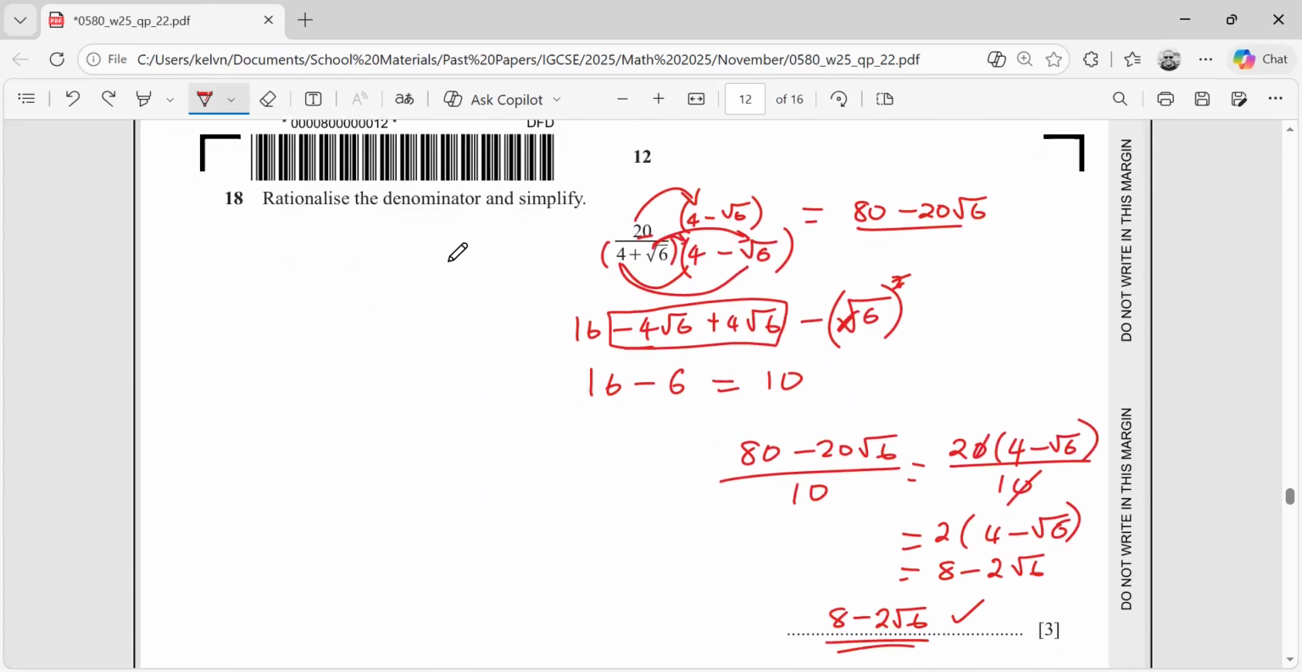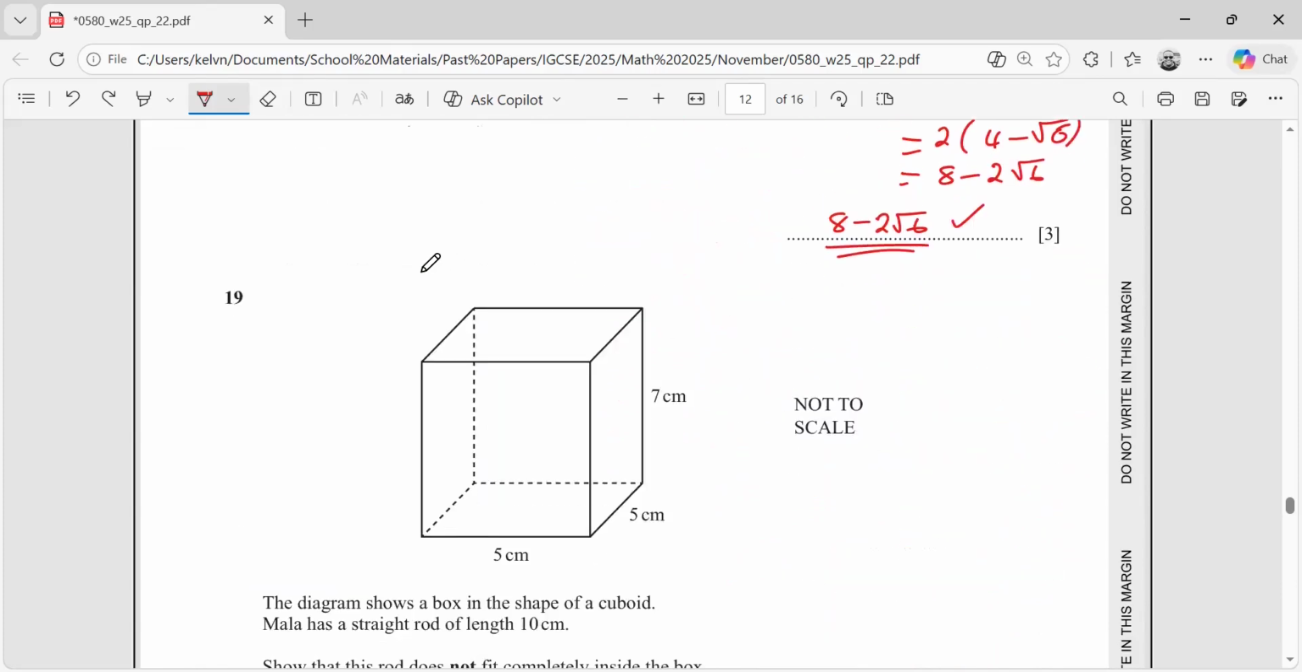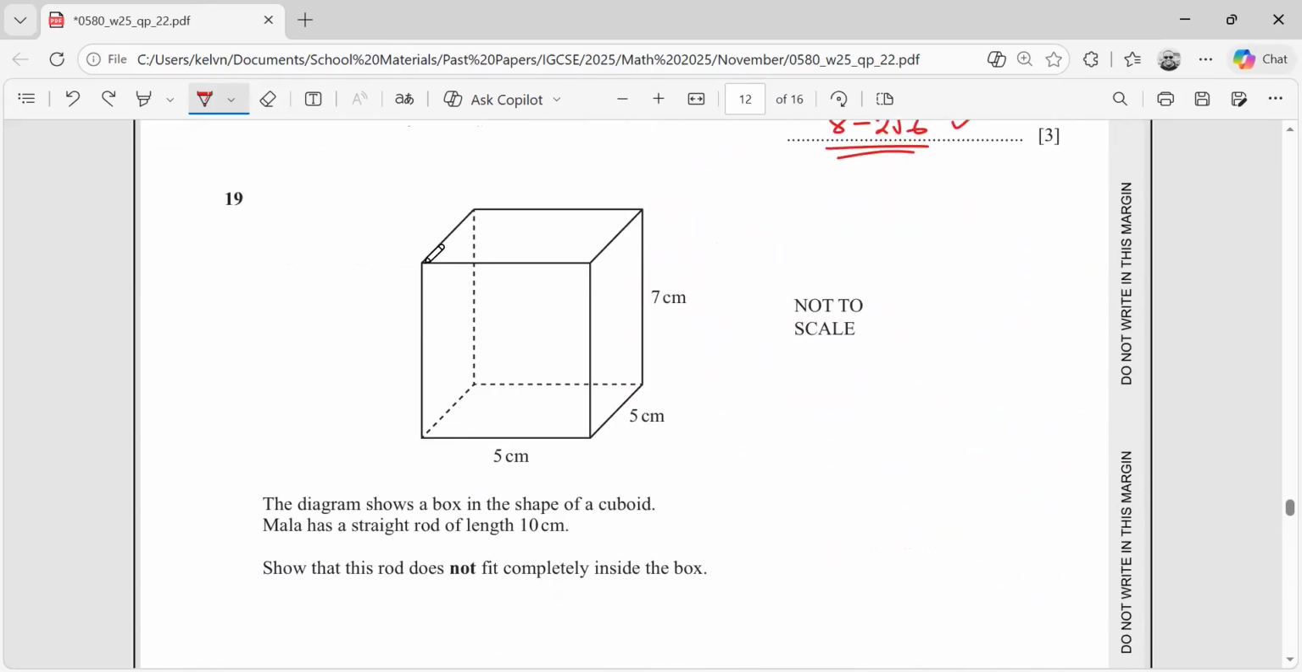Okay, so let's go to number 19. For number 19, we are given a shape, but it's not drawn to scale. The information says the diagram shows a box in the shape of a cuboid. Mala has a straight rod of length 10 centimeters. Show that this rod does not fit completely inside the box.